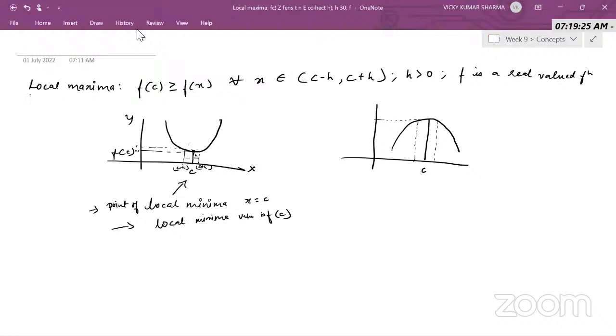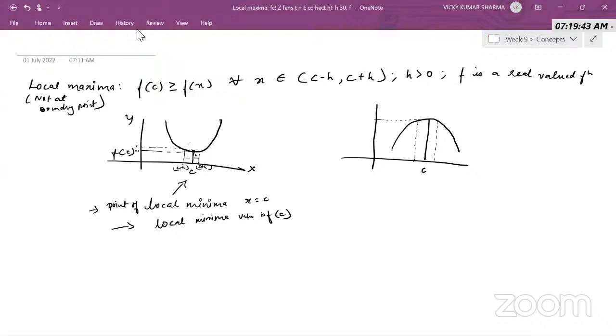So maybe I can just give a bracket, not at boundary point. So this is one condition. I'm not taking boundary points here. I'm just taking any other values. For that, definitely it has to be some kind of turning point, right?